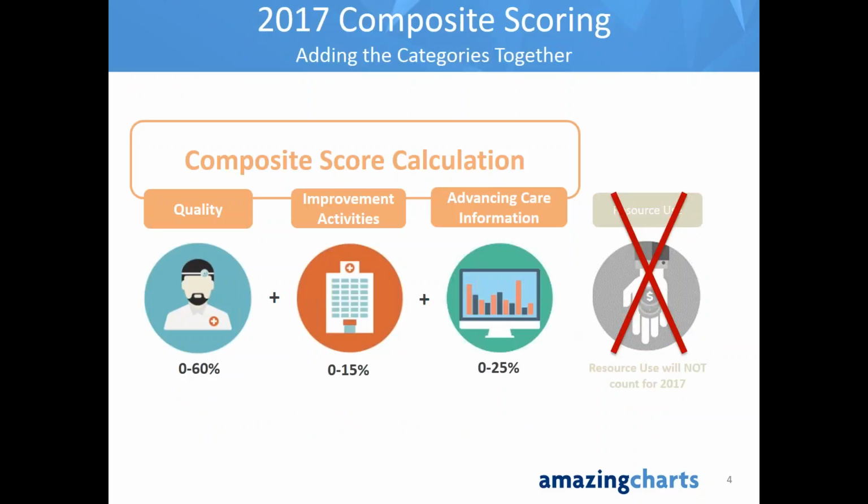The four categories are weighted. Quality, which is the focus of our previous webinar, comprises 60%, the majority of the total score. Improvement activities are worth 15%. And the topic for today, advancing care information, or ACI, is worth 25% of your potential score. And we're going to talk more about the scoring later in the presentation.